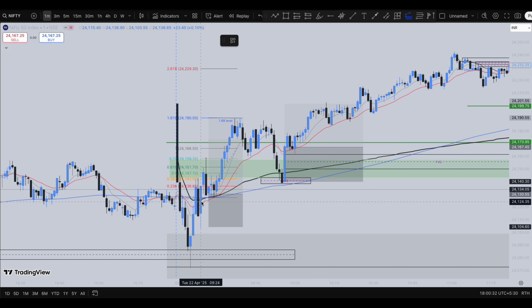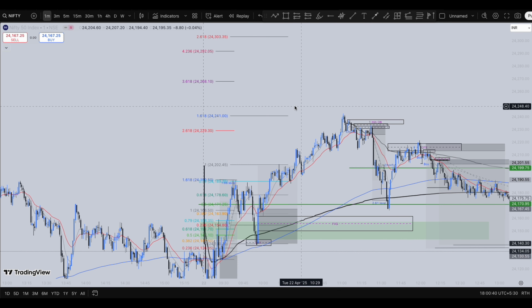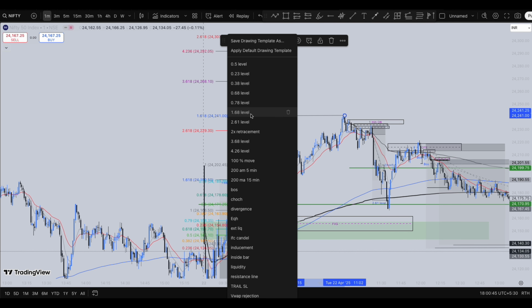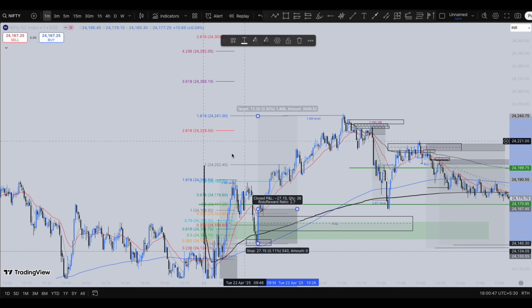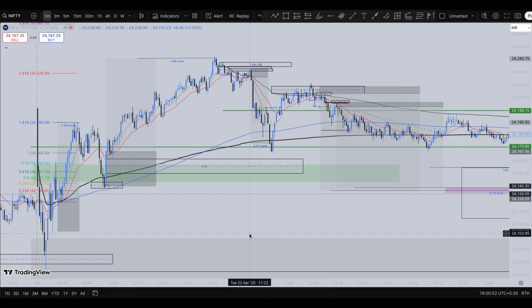And for target levels, guys, what you could have done is plot the Fib extension levels, from the common point between this to the common point between this to the common point between this. You can see you could have targeted it all the way to the 1.68 level over here. This was the 1.68 level, which you could have targeted, guys. It was as simple as that. I hope you understand, guys, what I'm saying.